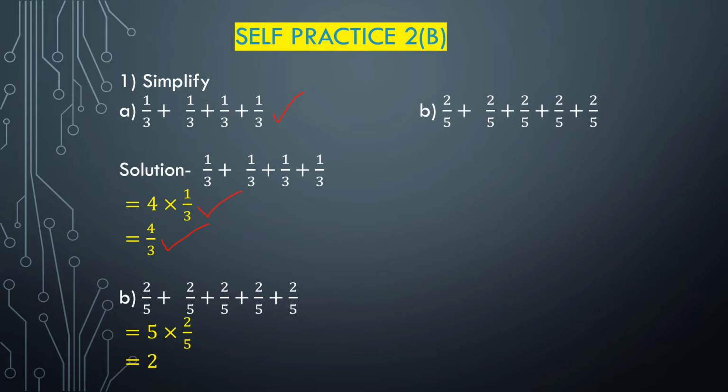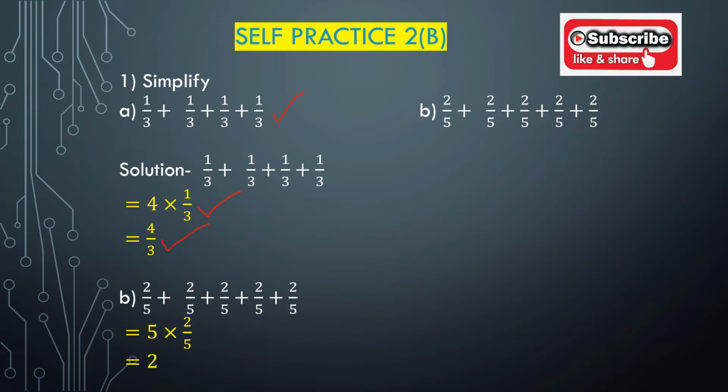B, 2 divided by 5 plus 2 divided by 5 plus 2 divided by 5 plus 2 divided by 5 plus 2 divided by 5. Here 2 divided by 5 is added 5 times. So we can write 5 multiplied with 2 divided by 5. Product of the whole number and the fraction is product of the numerator divided by the denominator. So we can write 5 multiplied with 2 divided by 5, and 5 in numerator and denominator cancel. So we get 5 multiplied with 2 divided by 5 is 2.